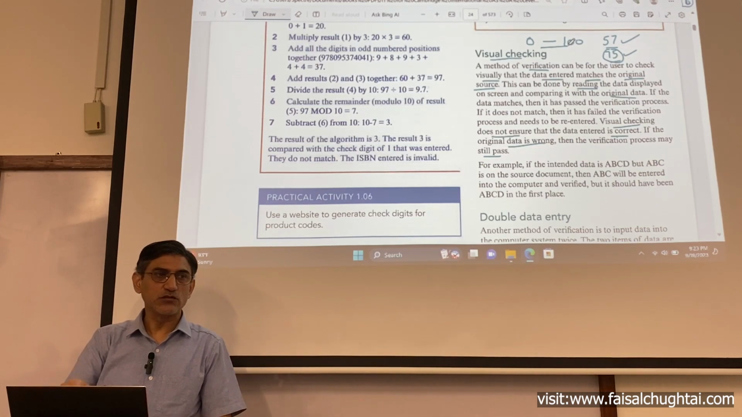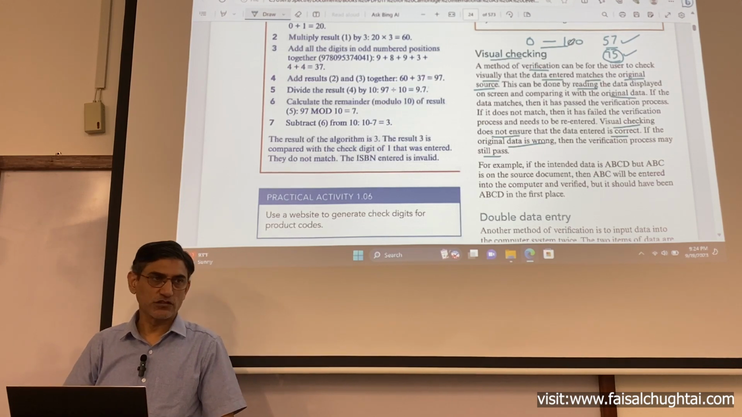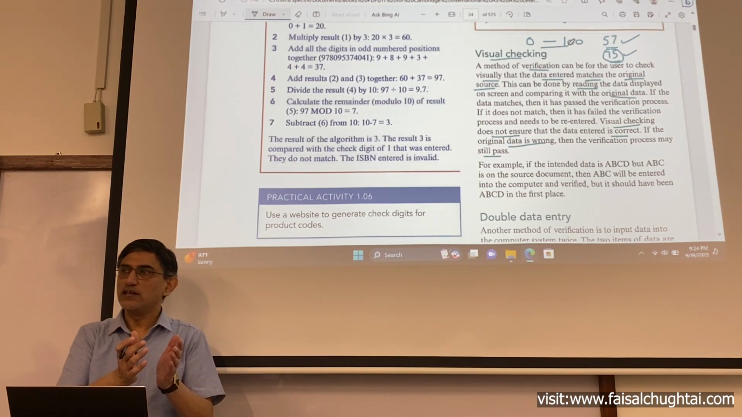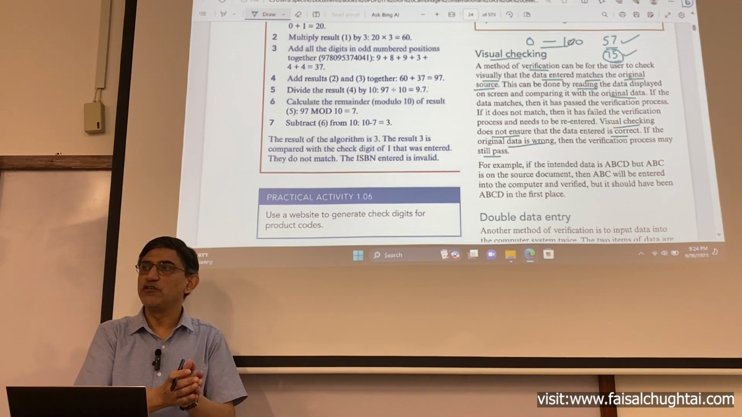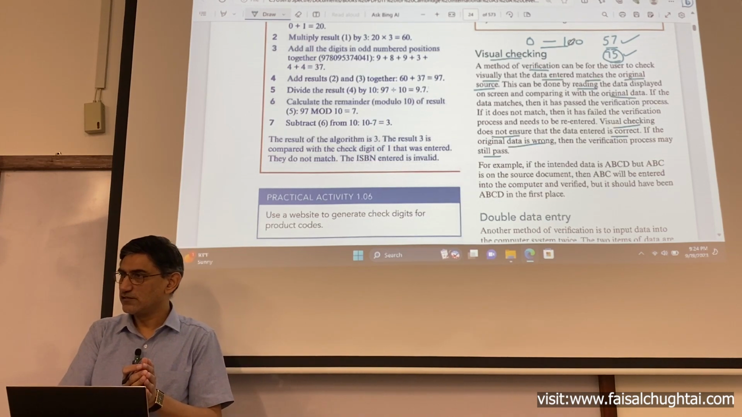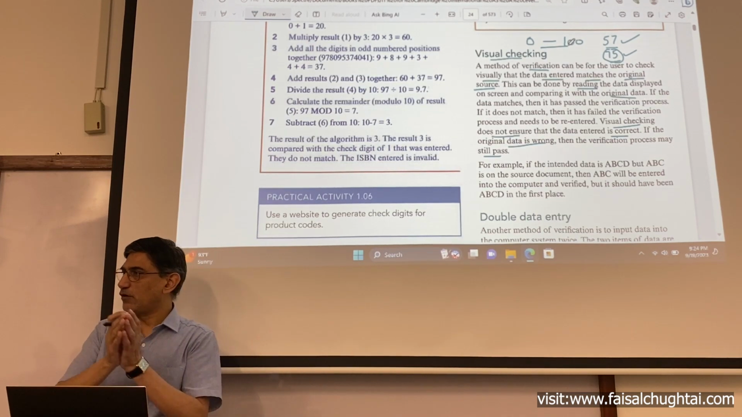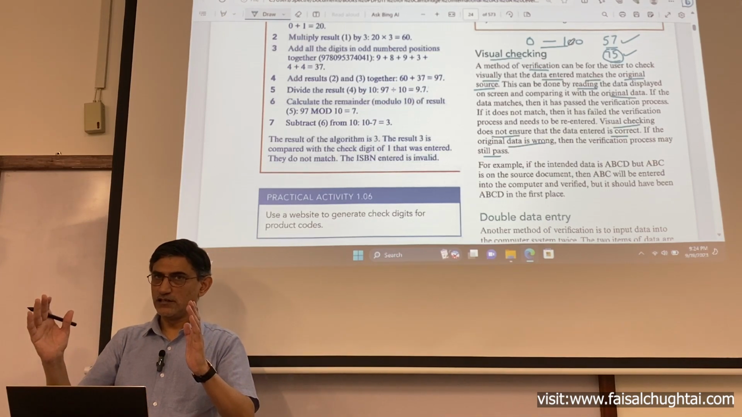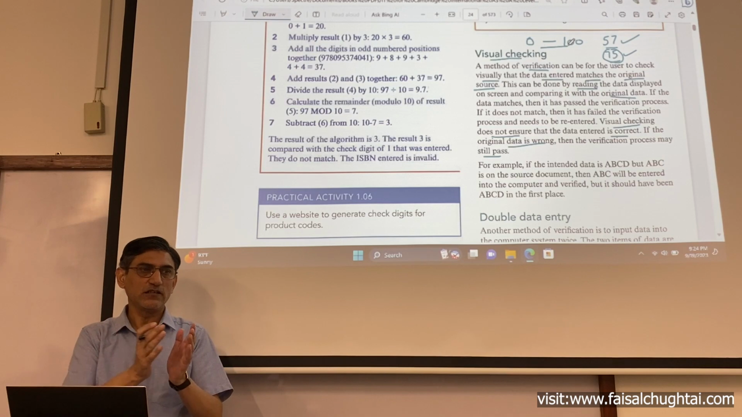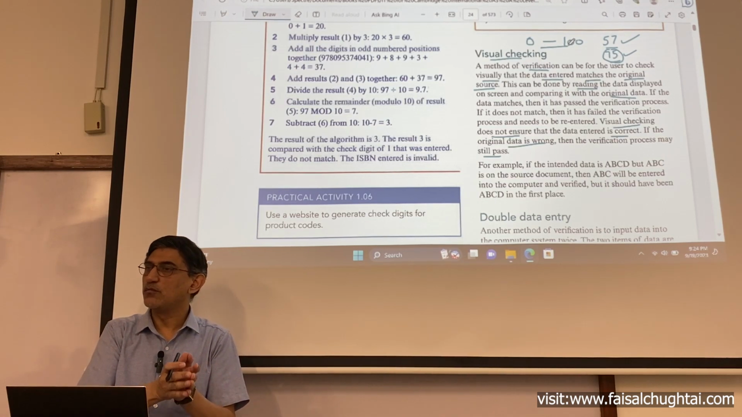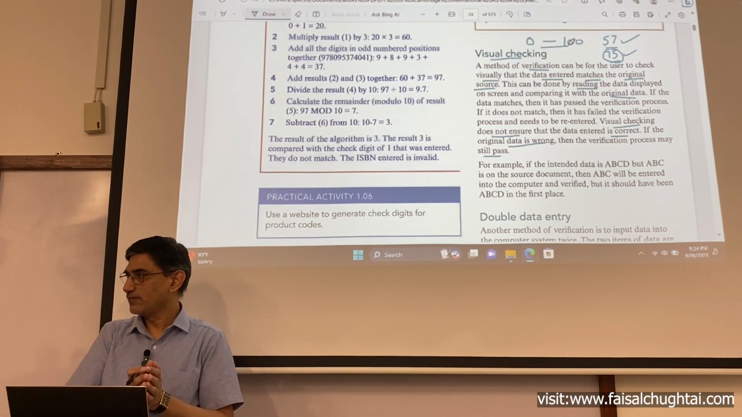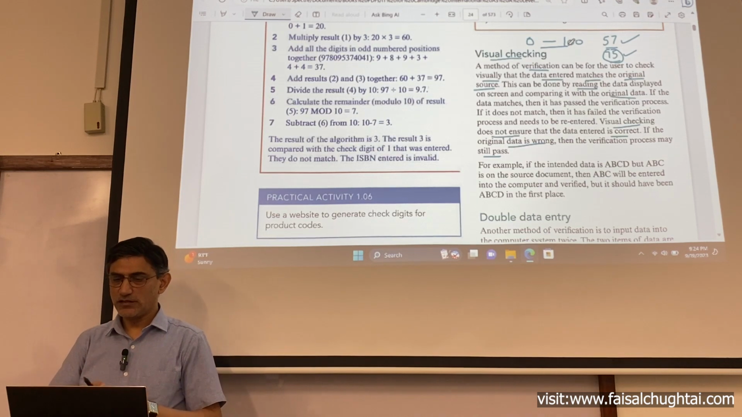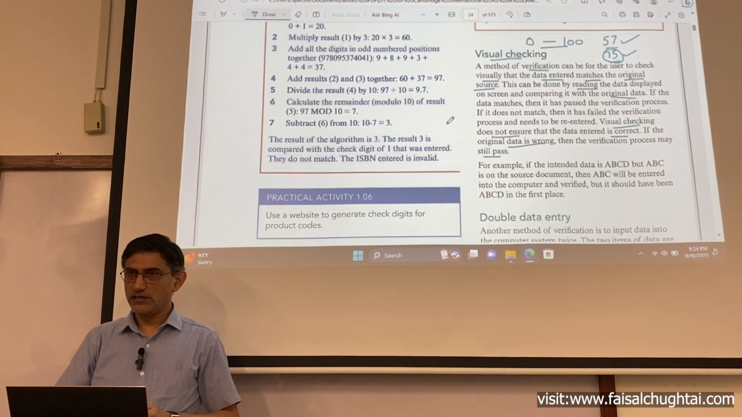It is the same case with the visual check that I was just talking about. What if the data on the source document has been recorded incorrectly in the first place? You copy it from the source document to the computer. It is absolutely identical, but you did not know that the original data on the source document was incorrect in the first place. Okay, so this is something that you must keep in your mind.